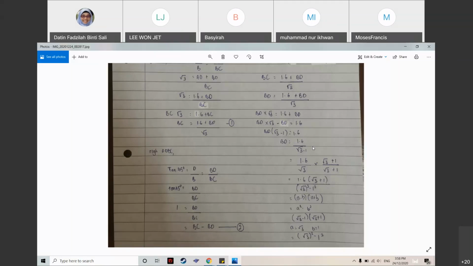Or perhaps you might want to just use a calculator, because after all 1.6 is a decimal. Normally we don't mix decimals with exact values. √3 is the exact value, 1.6 is already a decimal. So just compute 1.6 divided by √3 minus 1 in decimal to find the length of BD. No need to go further down. Until there, that's the answer.